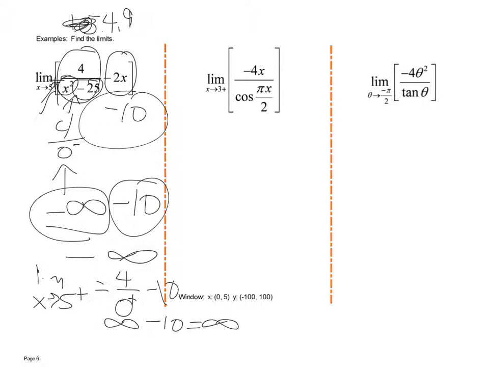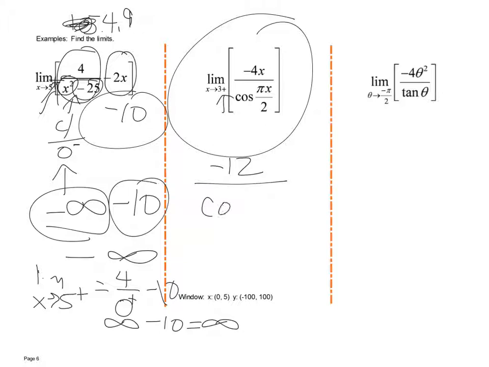Now, what about this guy? All right, now it only is going from the right, so we only have to take care of one. All right, so if we think about putting 3 in, I get negative 12 on top. And on the bottom, I get cosine of 3 pi over 2. Well, cosine of 3 pi over 2 is 0.